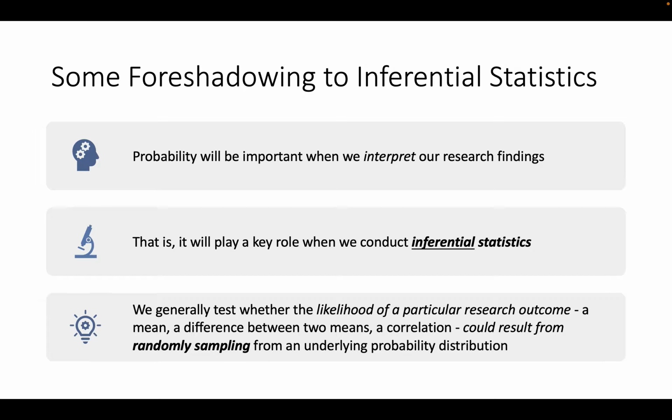Now, probability is super important for interpreting our findings, and we saw that a little with z-scores, right? Well, probability will continue to play a role in this class, particularly when we conduct inferential statistics. When we are testing a hypothesis in science, we're testing the likelihood that a particular research outcome could result from random sampling or a real effect.